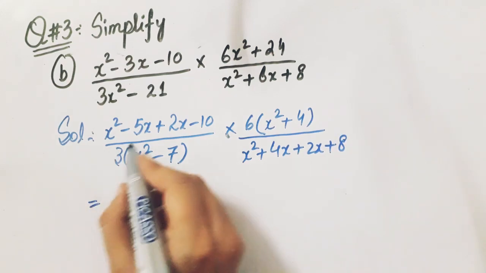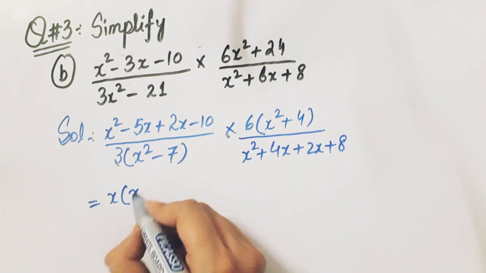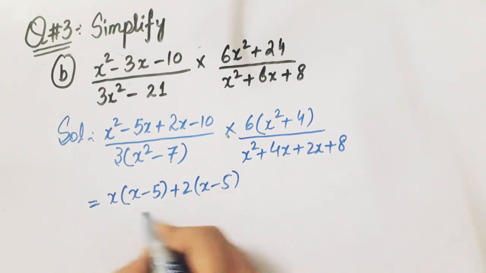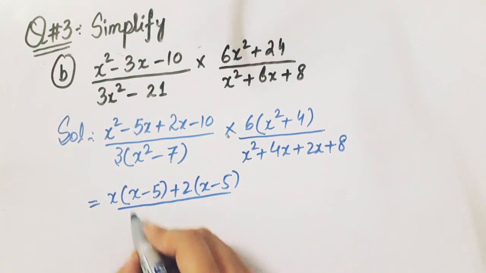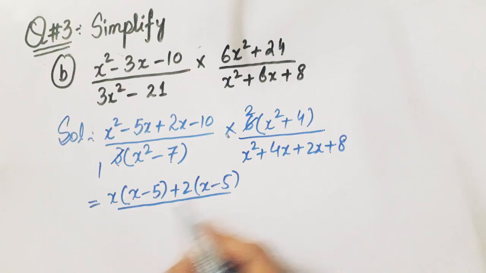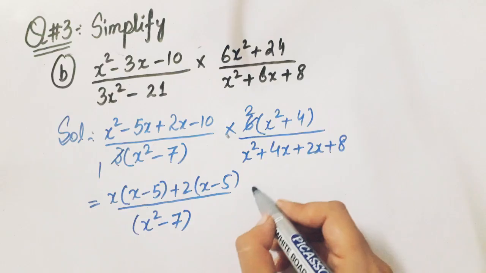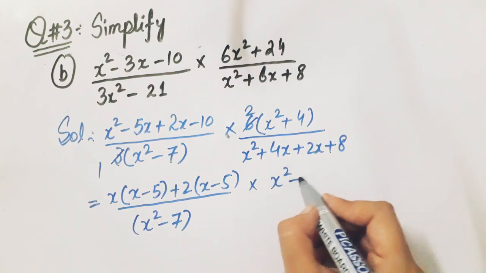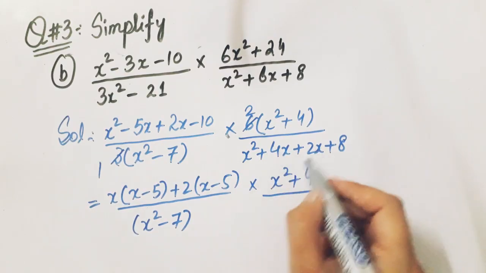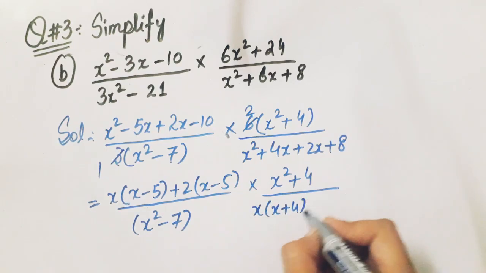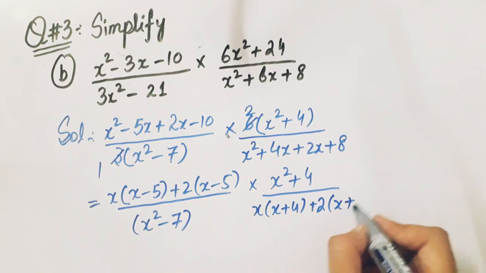Now in the next step we will take x as common, remaining is x minus 5, plus 2 is common, remaining is x minus 5. And 3 1s are 3, 3 2s are 6. So x square minus 7. Here we have x square plus 4. In the denominator we will take x as common, so x plus 4, then 2 as common, x plus 4.